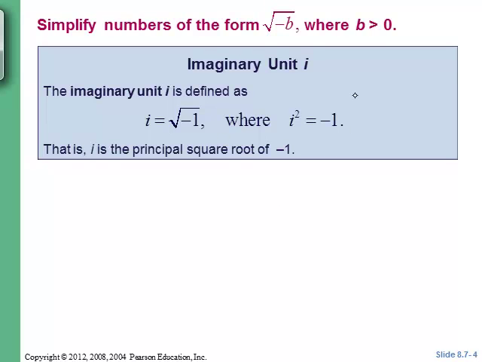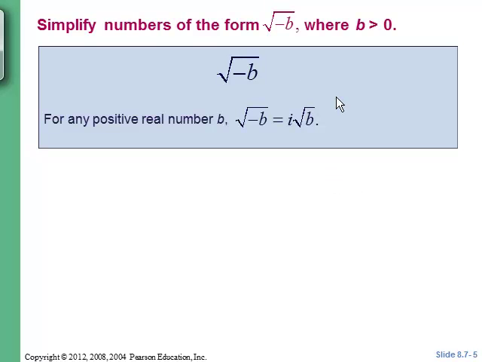We're going to imagine, that's where the letter i comes from, imagine a number so that i is the square root of negative 1, or in other words, i squared is negative 1. If that is true, then we can simplify this as saying the negative sign on the inside is the same as i on the outside.